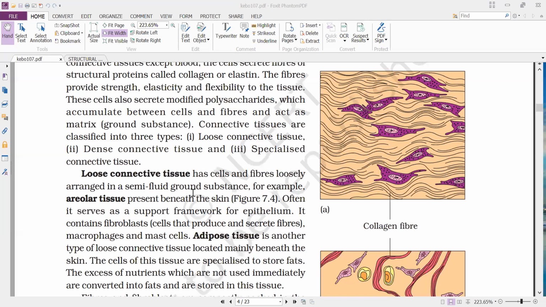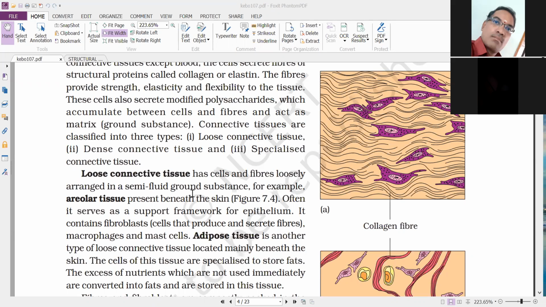When you observe this areolar connective tissue, what is its function? Often it serves as a support framework for epithelium. The upper part of the skin is made up of epithelial tissue, we know very well. It is made up of stratified squamous epithelium, a compound epithelium. Stratified means multi-layered squamous cells are present in the skin.